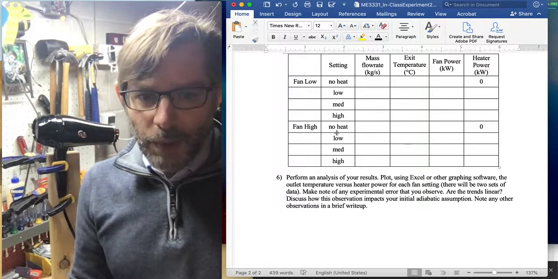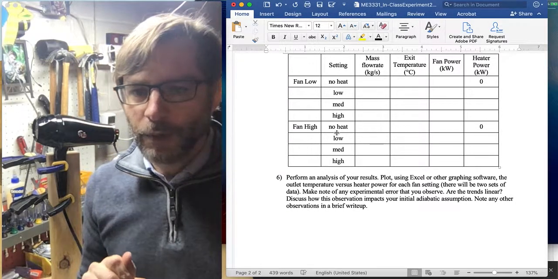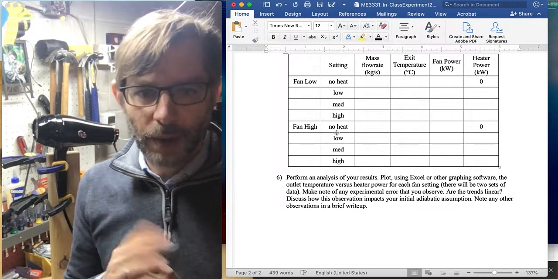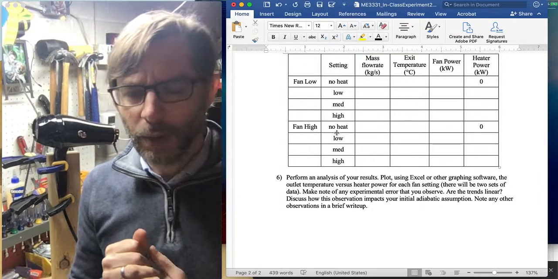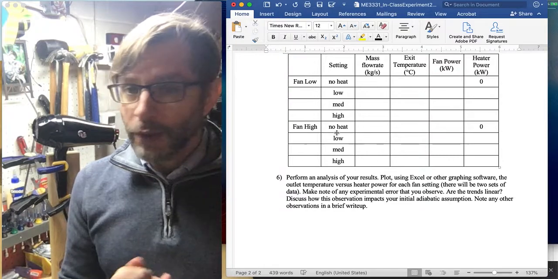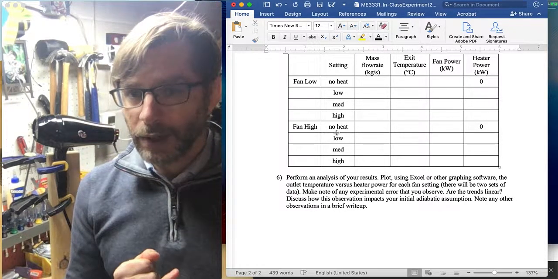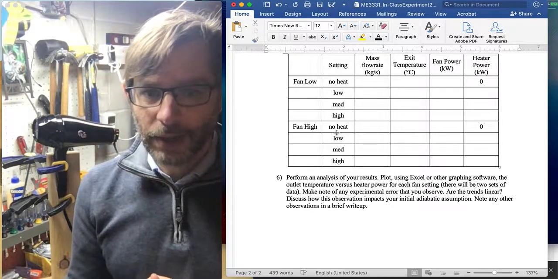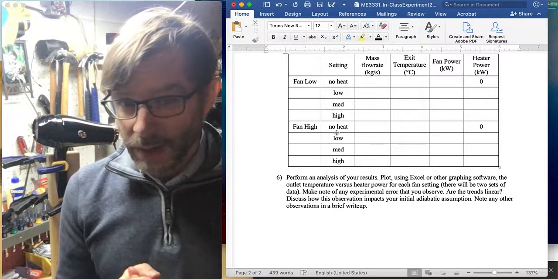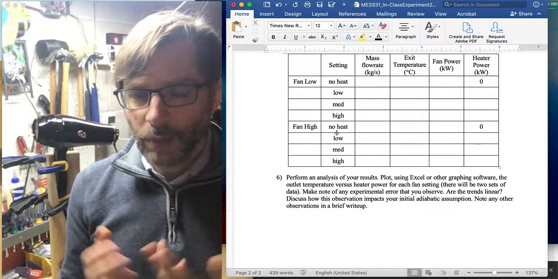Make note of any experimental error that you observe. What kind of error are you observing? For instance, on the error for the area calculation, did you observe some error there? And maybe what is that error? Quantify it using standard deviation or something like that. Are the trends linear? Do you see this temperature versus heater power as a linear function? If it's not linear, why not? And if it is linear, why do you expect that? I just want to hear a little bit of why you see that and what your observations are with regard to that.